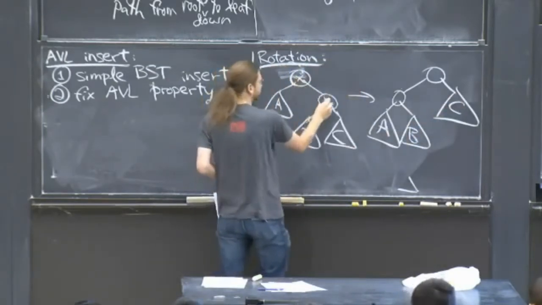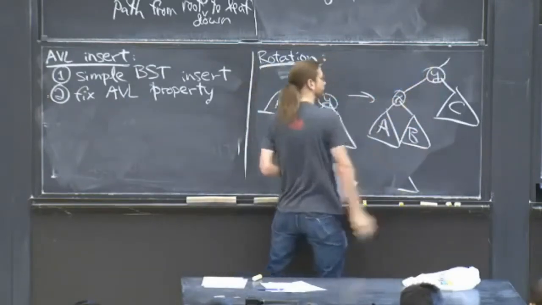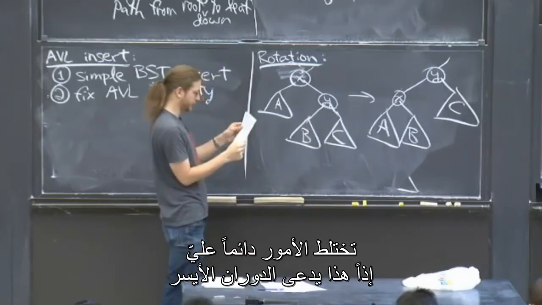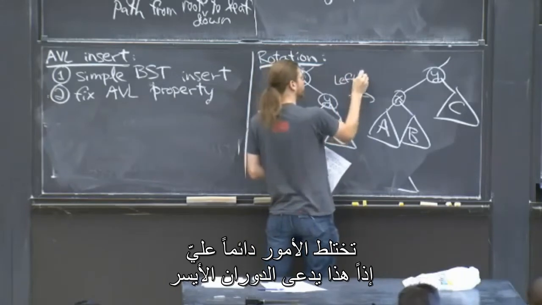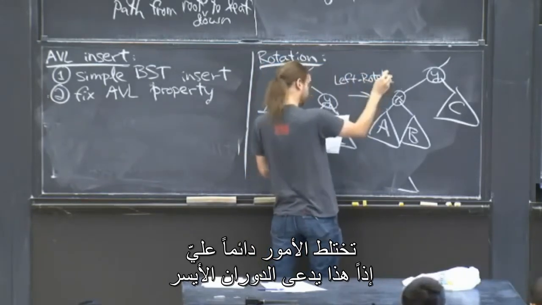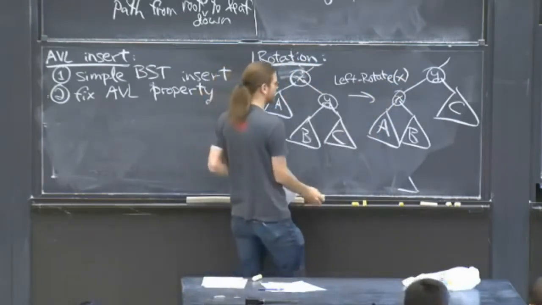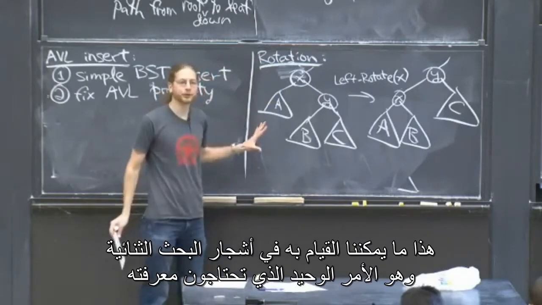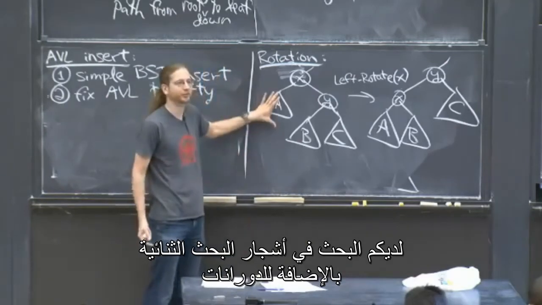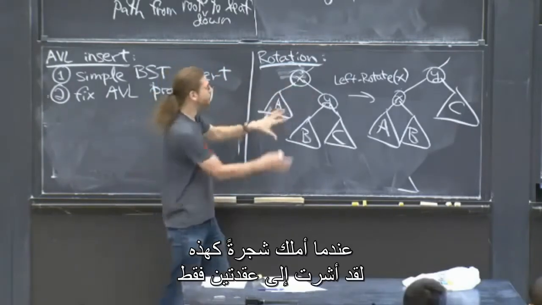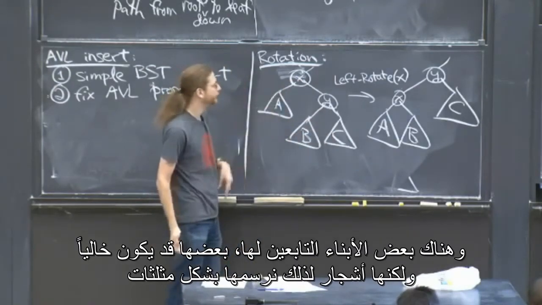X and Y. I always get these mixed up. So this is called left rotate of X. OK, so here's a thing we can do with binary search trees. It's like the only thing you need to know. You've got search in binary search trees, and you've got rotations. So when I have a tree like this, I've highlighted 2 nodes, and then there's the children hanging off of them. Some of these might be empty, but they're trees. So we draw them as triangles.